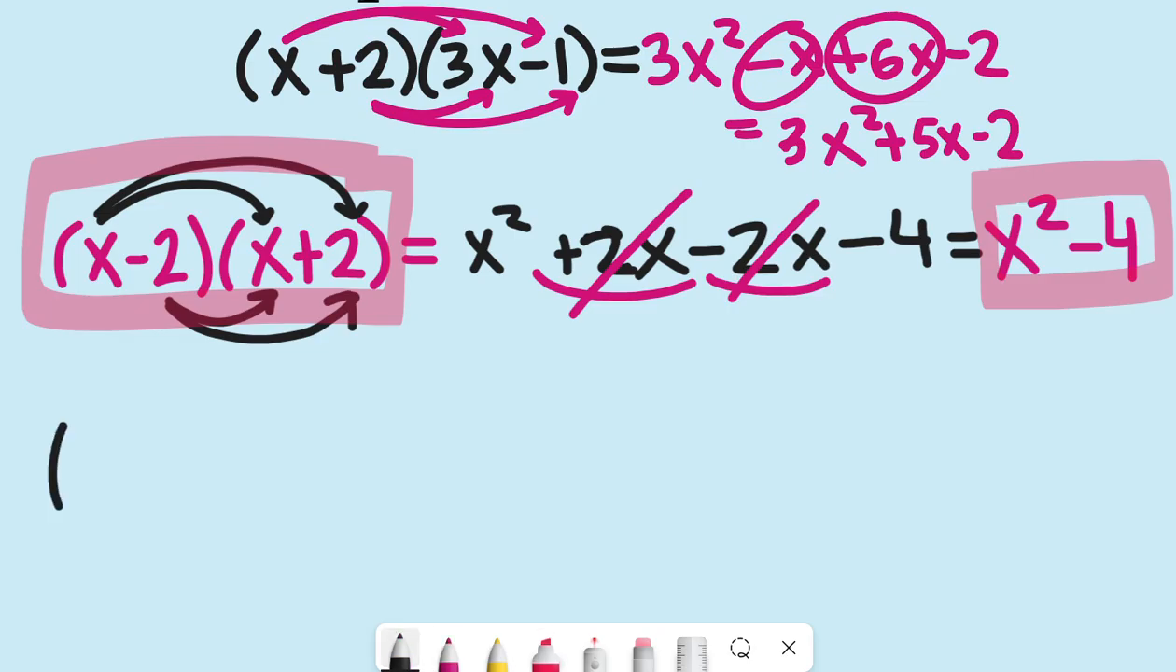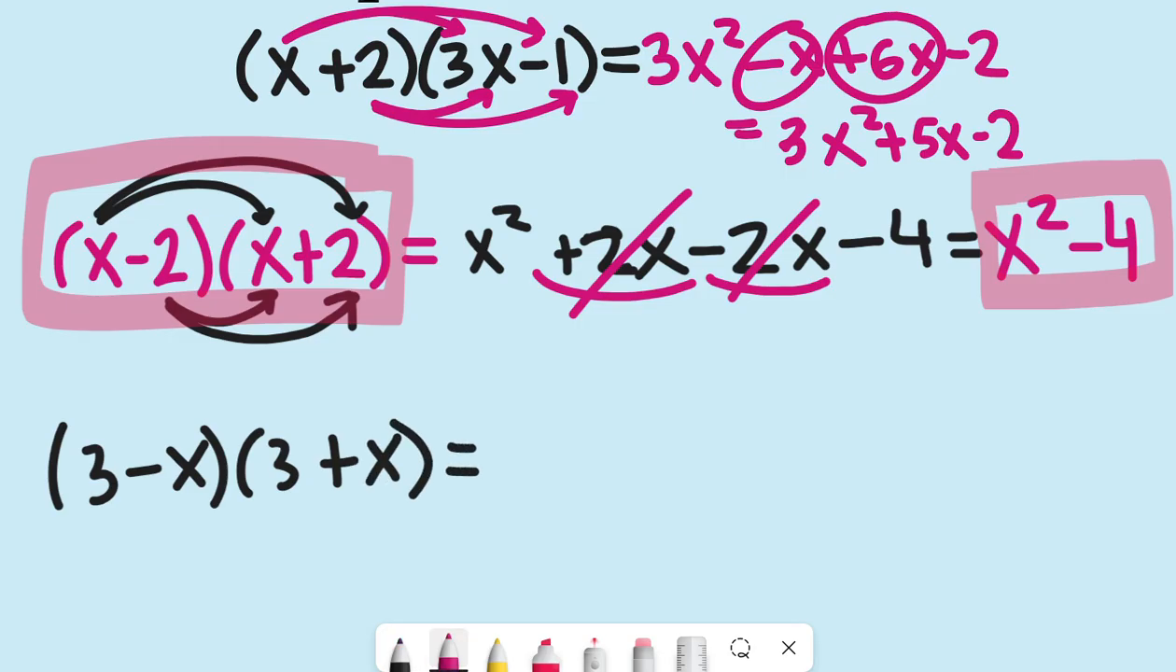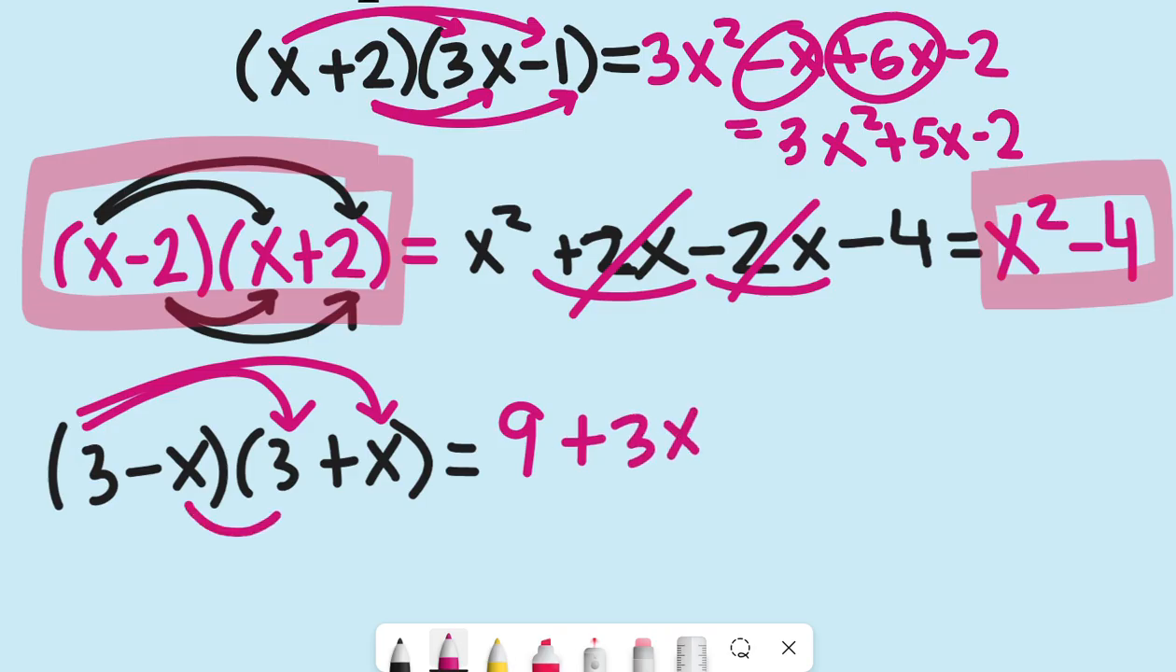Let's say this time we have 3 minus x and we have 3 plus x. We do it again then. 3 times 3 will be 9. 3 multiplied by x will be 3x. Minus x multiplied by 3 will be minus 3x. Do you notice it already? And minus x multiplied by x will be minus x squared.